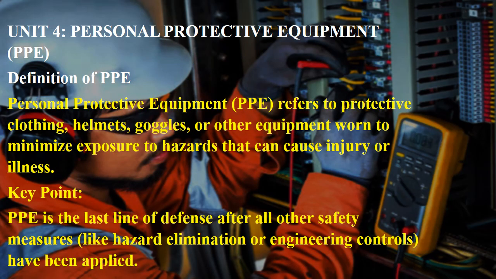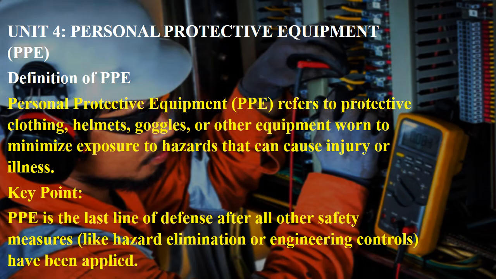Okay, Unit 4, personal protective equipment or PPE. Definition of PPE: PPE refers to protective clothing, helmets, goggles, or other equipment worn to minimize exposure to hazards that can cause injury or illness. Key point: PPE is the last line of defense after all other safety measures, like hazard elimination or engineering controls, have been applied. So after all the control measures are put in place, PPE is the last line of defense.